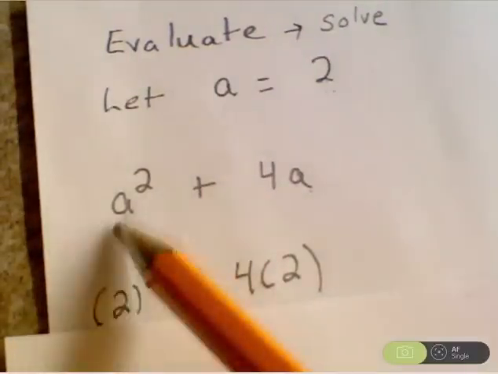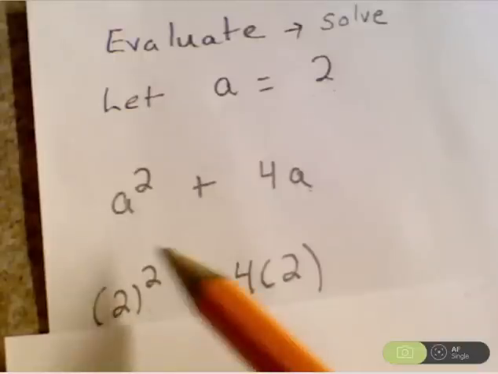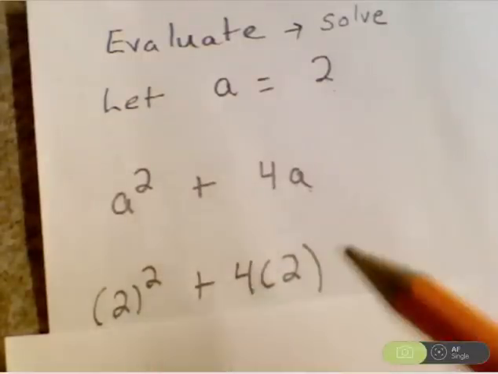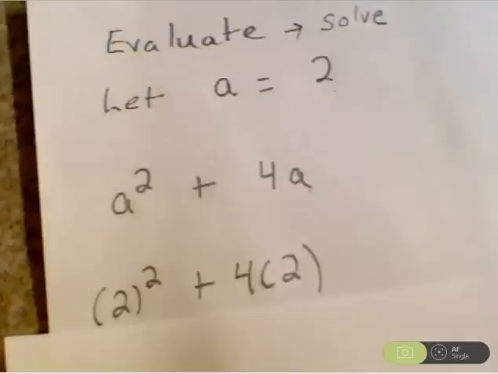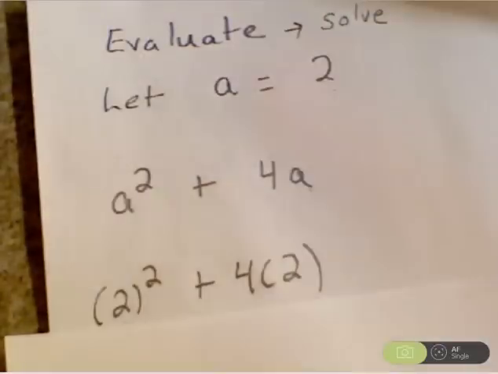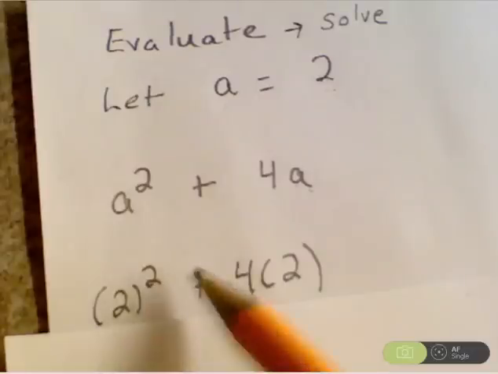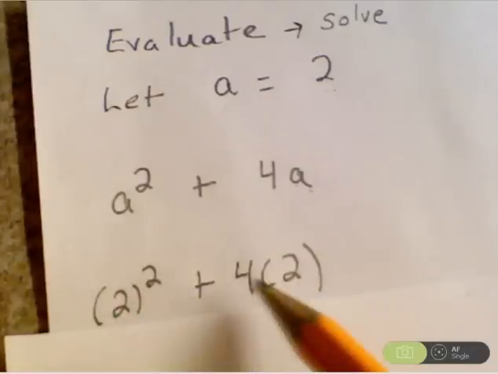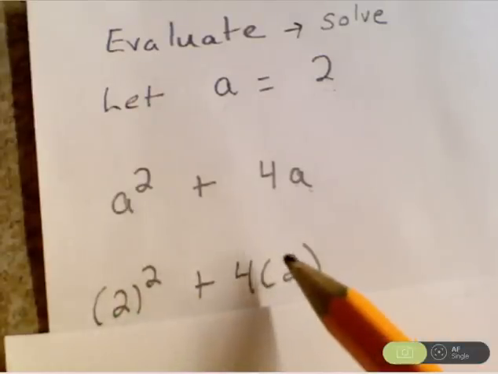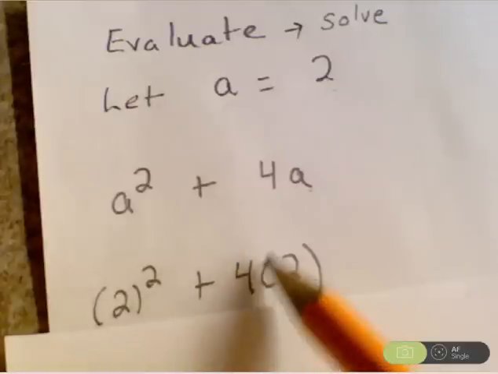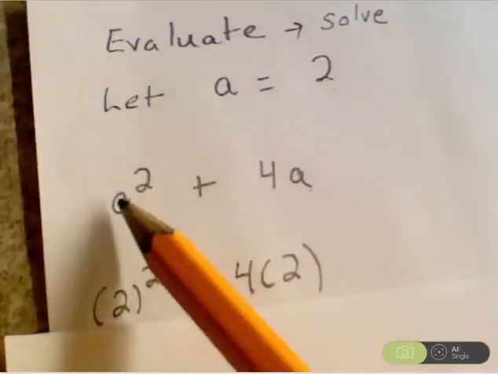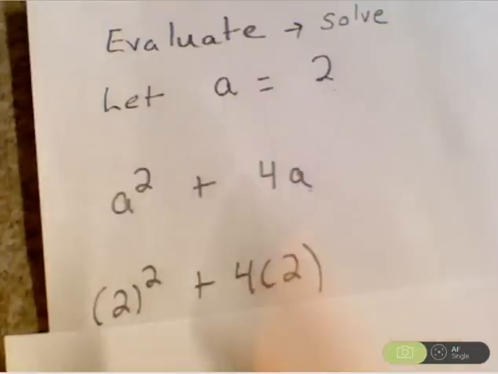When we replaced a with 2, we put parentheses around each of the 2's that we substituted in. That's going to be really important to group the 2's there, and so that we know we have to do correct operations now. Imagine if you didn't put parentheses around the 2. You would still have 2 squared over here, but then it would be plus 42, and that's not what we want. We want 4 times 2. So make sure anytime you replace a letter with a number that you put parentheses around that number.